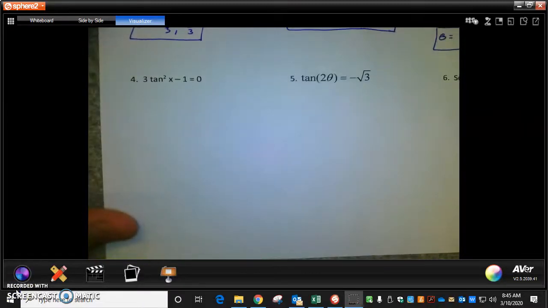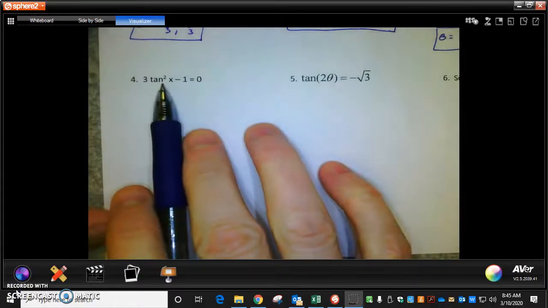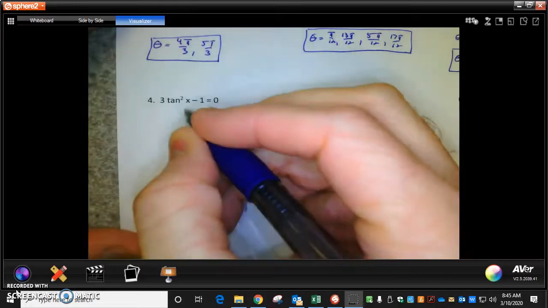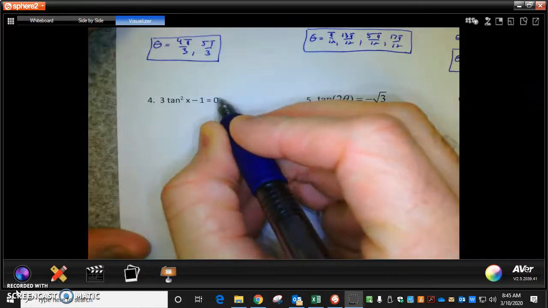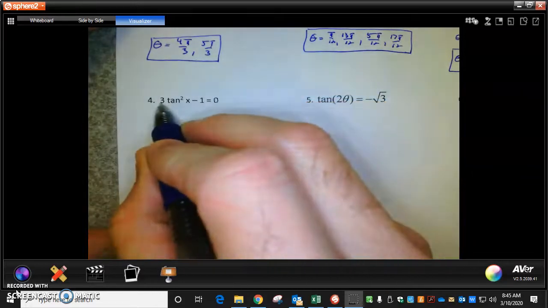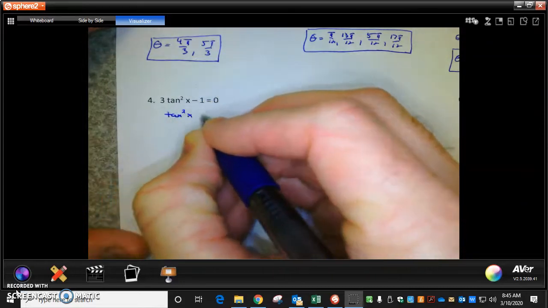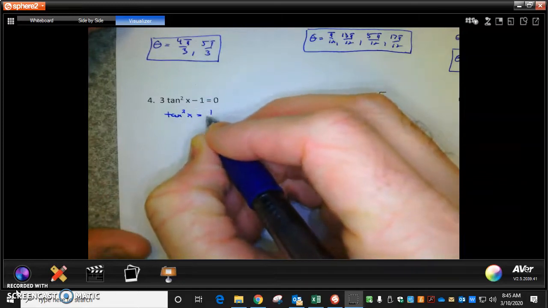All right, let's take a look at example 4. So this one's a little bit different. It's got a tangent squared. So let's see how that's going to change things. So first off, it's going to start off normal. We're going to move the 1 to the other side. Tell you what, I'm going to move the 1 over, and I'm going to divide by 3. So hopefully that doesn't bother anyone. So 1/3.